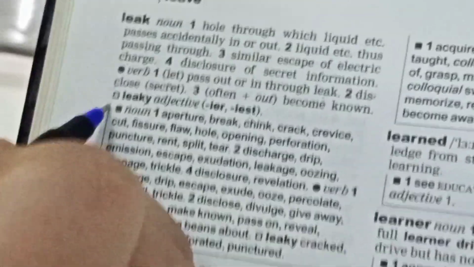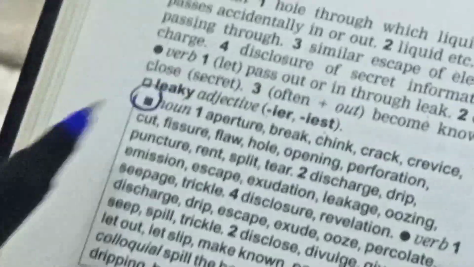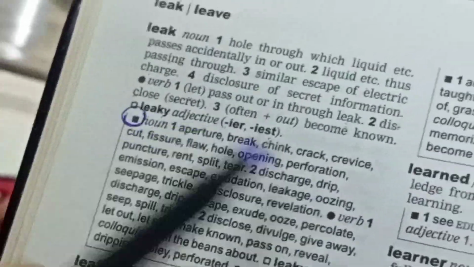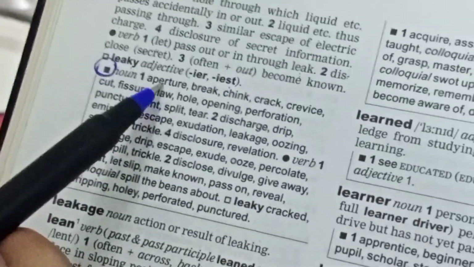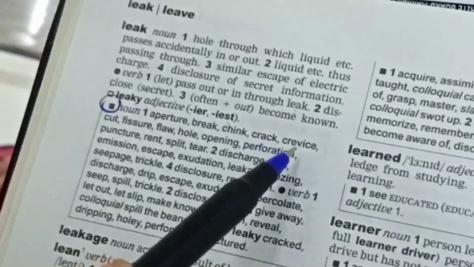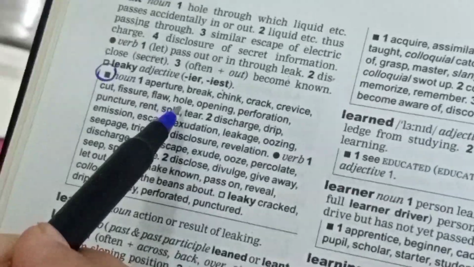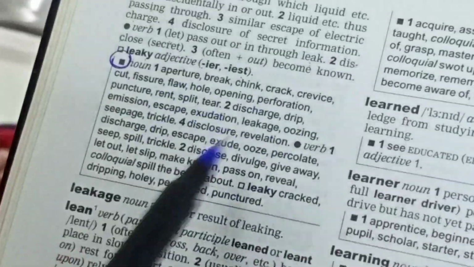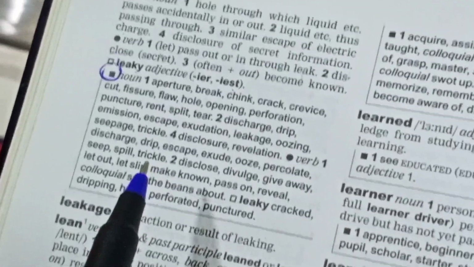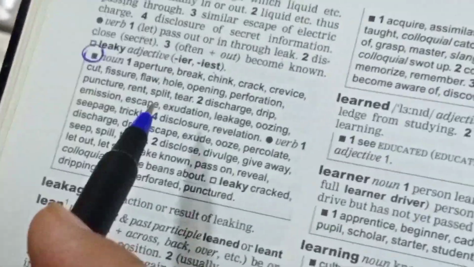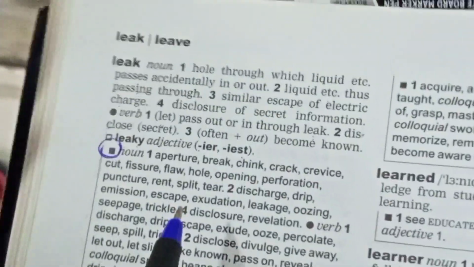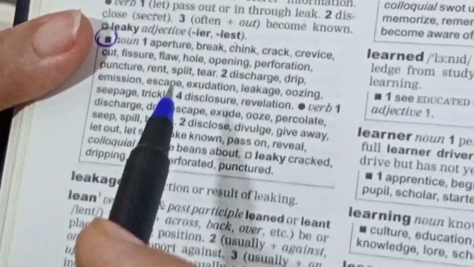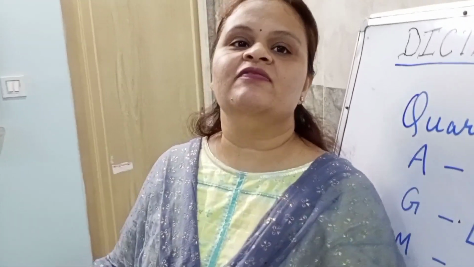Now again you can see that symbol. So all the synonyms are given here: aperture, break, chink, crack, crevice, cut, fissure, flow, hole, opening, perforation, like so many words are given here as synonyms. So you can get the word in the context in which you were searching for the word. So children, this is all about practice. The more you practice, the more well versed you will be.